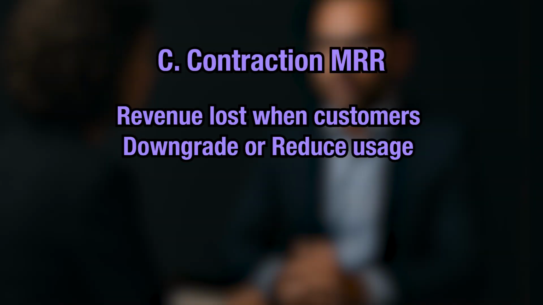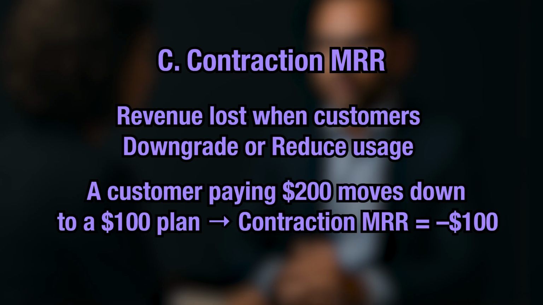Third, we talk about the contraction MRR. Contraction MRR is the revenue lost when a customer downgrades or reduces their usage. For example, a customer paying $200 a month moves to a $100 plan. So your contraction MRR in this case is $100. Contraction MRR matters because it is a warning sign that the customers might not see enough value in the higher tier plans.